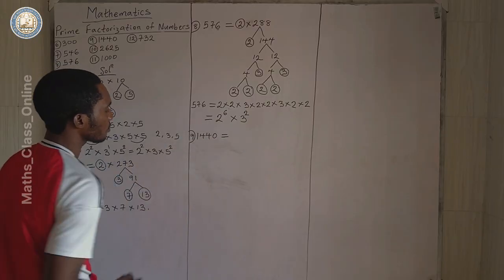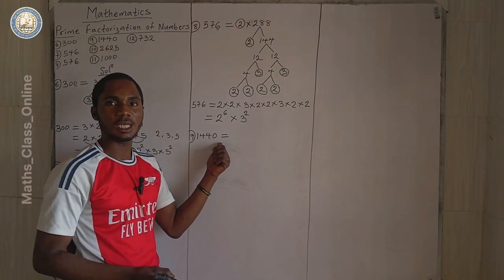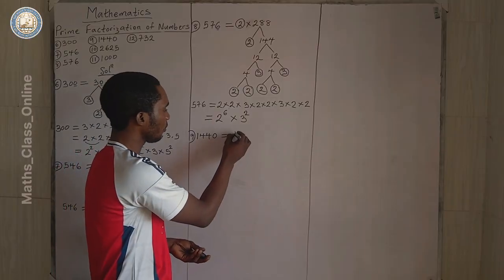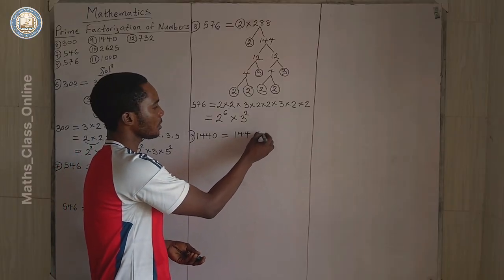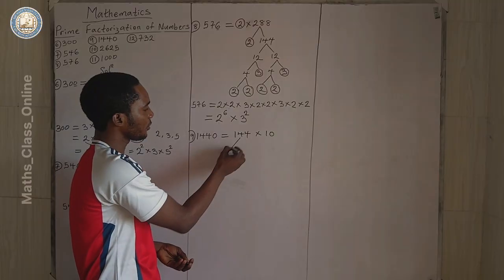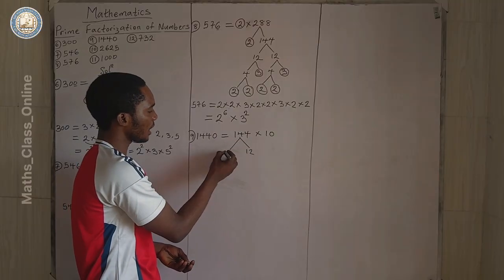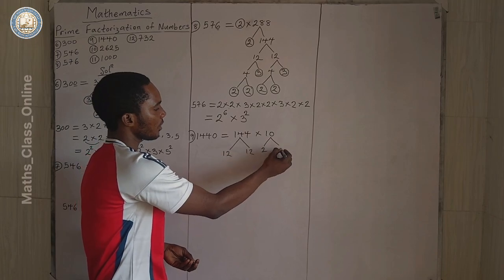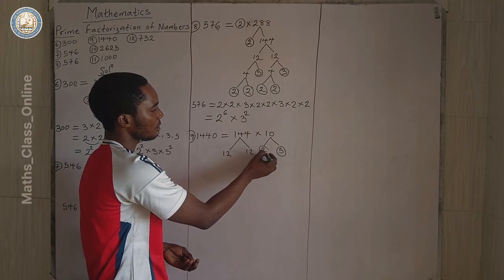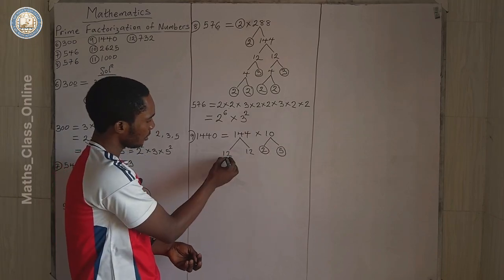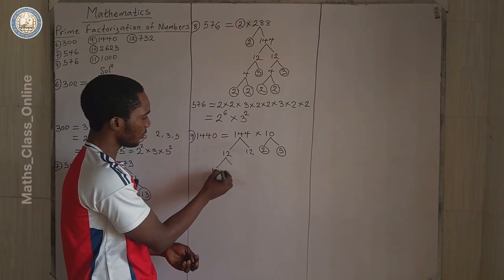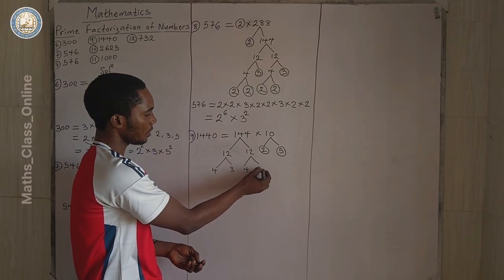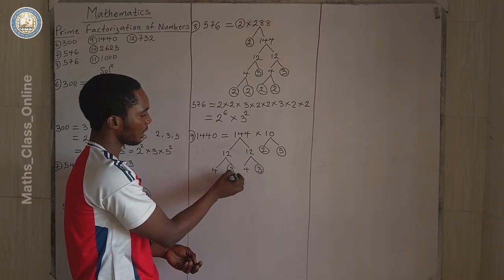1440. The unit digit here is 0. That means we will first of all divide this by 10. And we have 144 multiplied by 10. 144 is the same thing as 12 times 12. And the primes of this are 2 and 5. 5 is a prime, 2 is a prime. We can divide this further to be 4, 3. 3 is a prime, 3 is a prime.